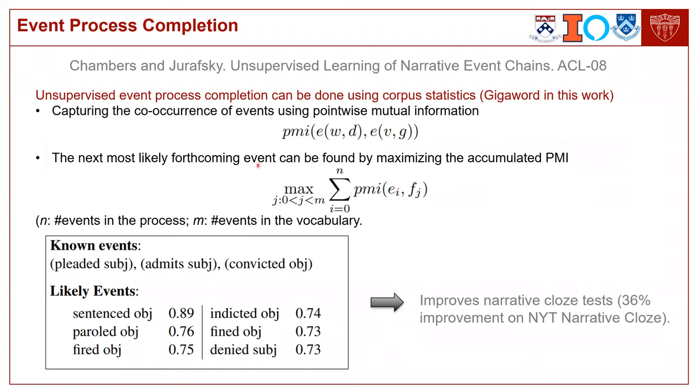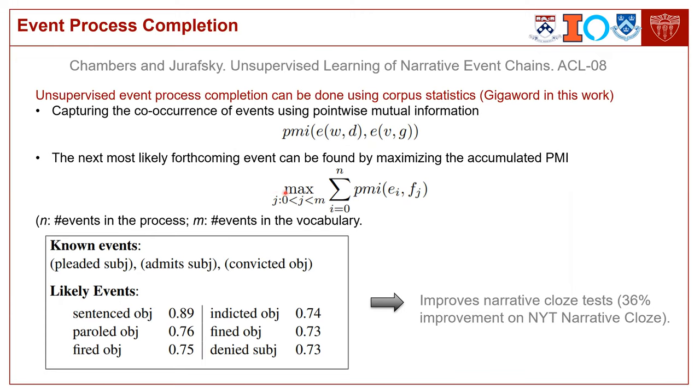So for the first definition of event process completion, one of the earliest attempts to infer the completion process was done by Chambers and Jurafsky in 2008. This is actually very pioneering work in this area. So in this paper, the principle is that they try to conduct unsupervised event process completion based on corpus statistics. That is to say, given a large corpus, in this work they actually used 11 years of Gigaword, the system captures the co-occurrence of events in the same local context based on their PMI. Right? So that's the metric they are using.